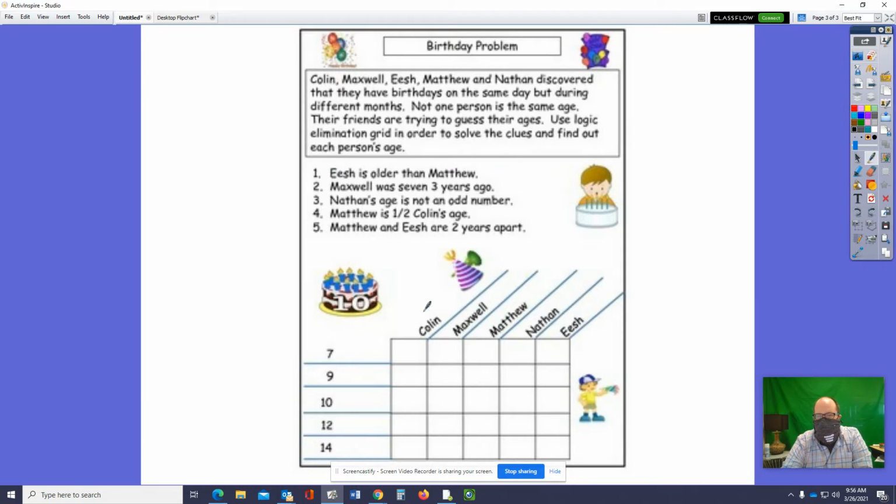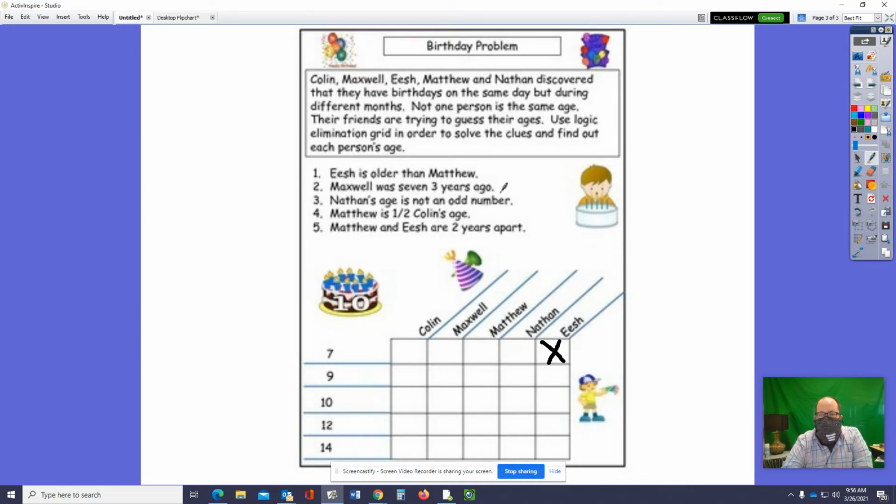So we've got all the kids' names up here, and we'll look at Ish first. Now, if he's older than Matthew, the one thing that we do know is that Ish cannot be the youngest person because Matthew would have to be younger. So Ish cannot be the youngest person. The only way that helps us right now is to put an X in Ish's there because again, he can't be the youngest because Matthew has to be younger. Well, let's see if that helps us out later then.